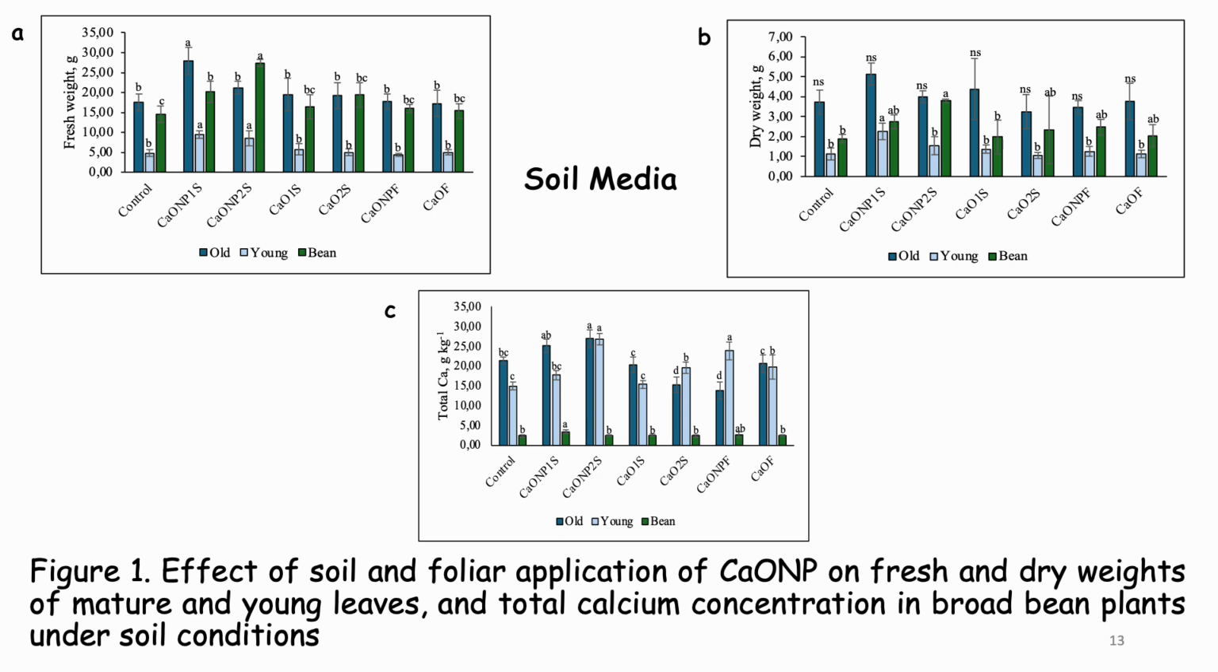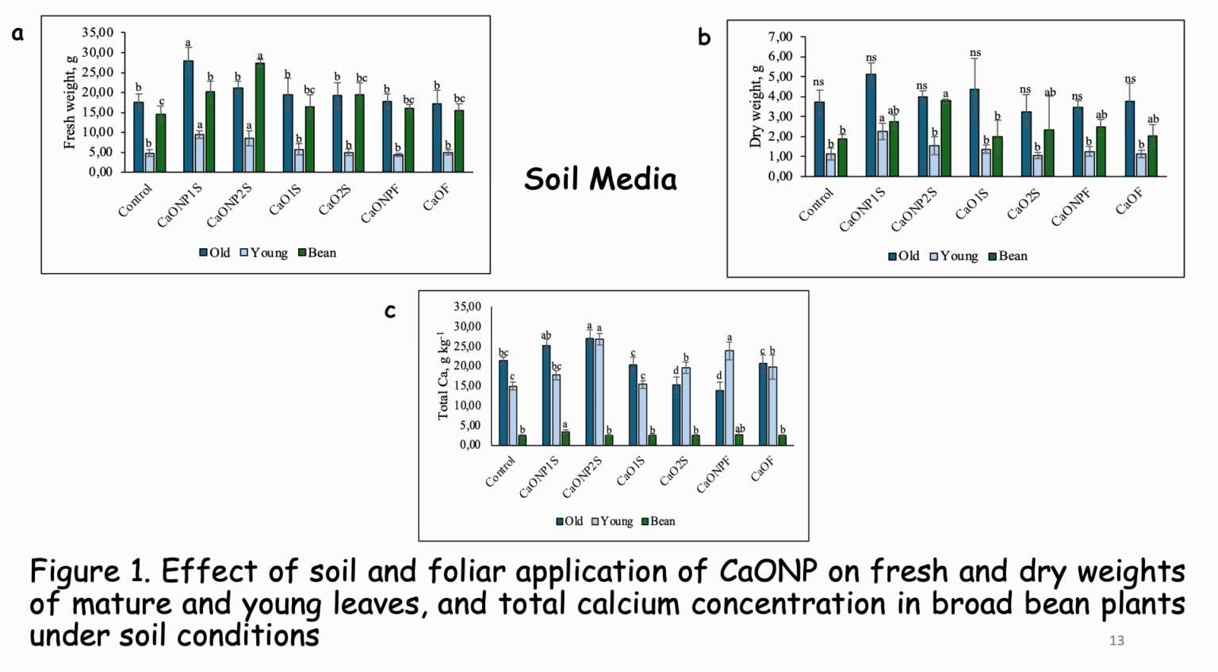Figure 1a shows the fresh weights of old leaves, young leaves, and bean under different calcium oxide and calcium oxide nanoparticle treatments in the soil conditions. The calcium oxide nanoparticles first dose from soil and calcium oxide nanoparticles second dose from soil treatments significantly increased the fresh weight of the old and the young leaves compared to the control. Calcium oxide nanoparticles first dose from soil had the highest value for the old leaves.